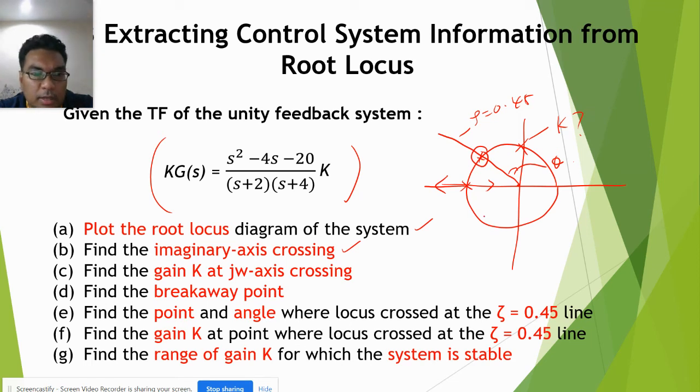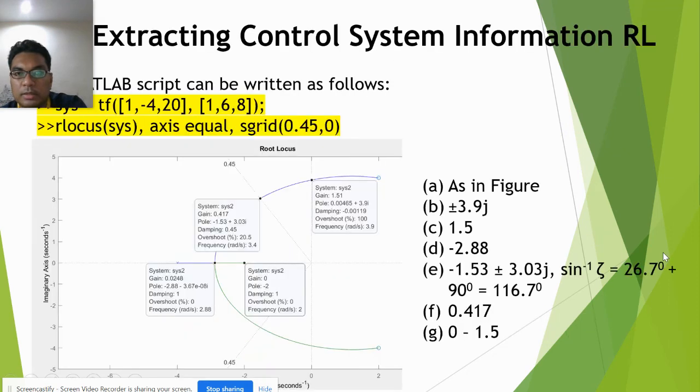And finally, you can find the range of k where the system is stable. For example, from 0 to this maximum point, k is from 0 to which value. So that's all the critical information to analyze your control system. Okay, so let's see the solution here.